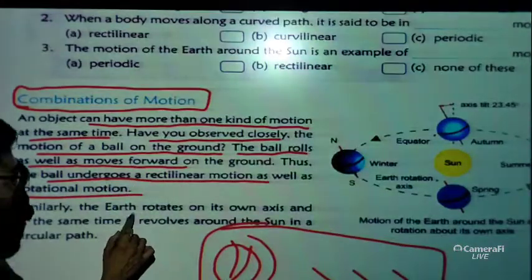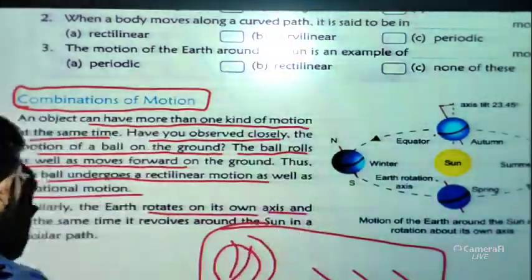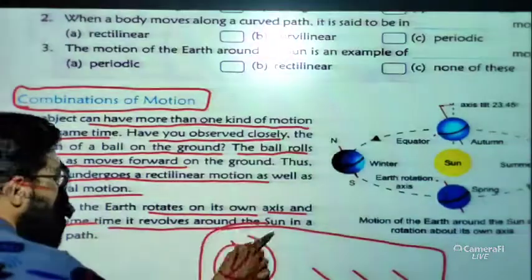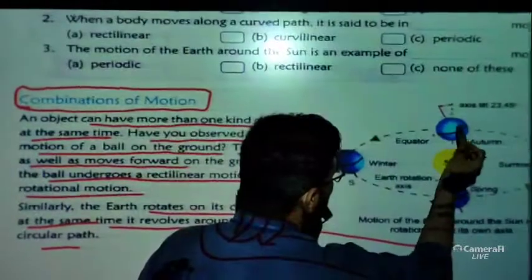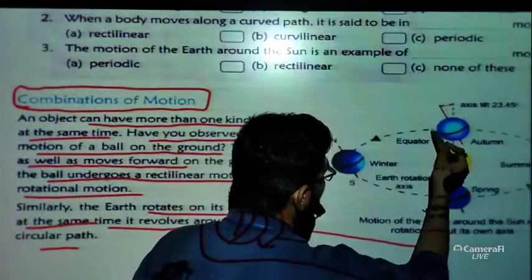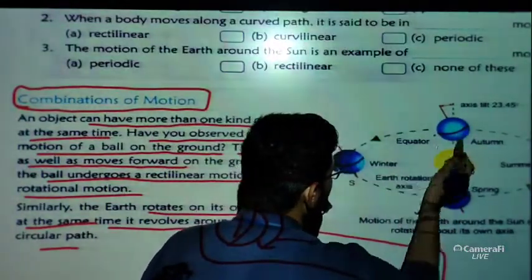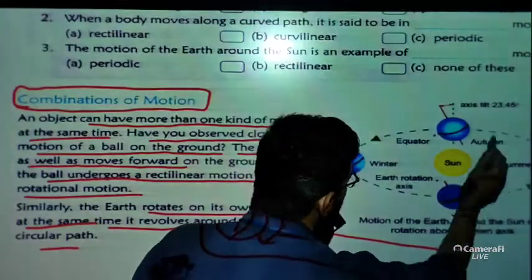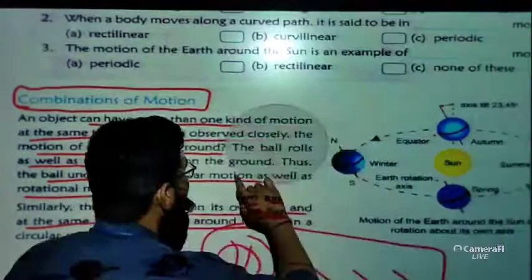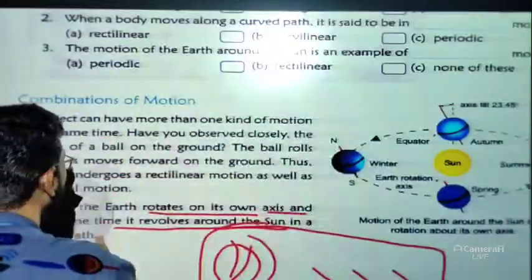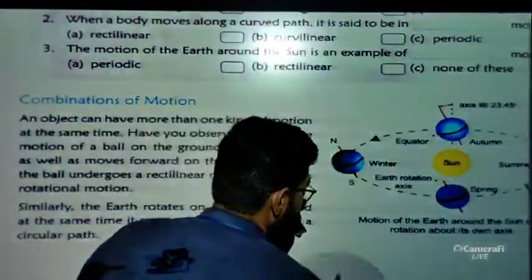So this is nothing but a combination of two kinds of motion, rectilinear motion as well as rotational motion. Similarly, the earth rotates on its own axis and at the same time it revolves around the sun in a circular path. You can see here the rotation of earth on its own axis like this, and around the sun also. So there are also combinations of motions there.